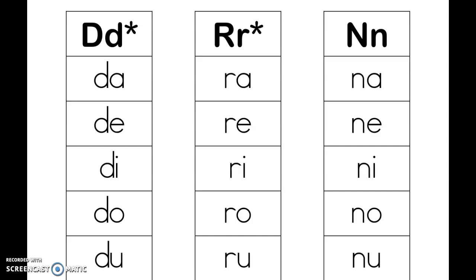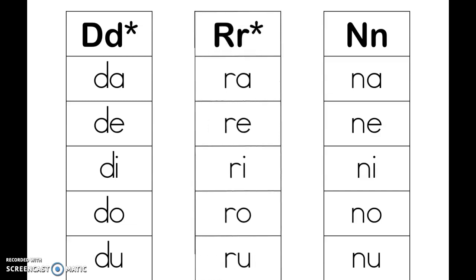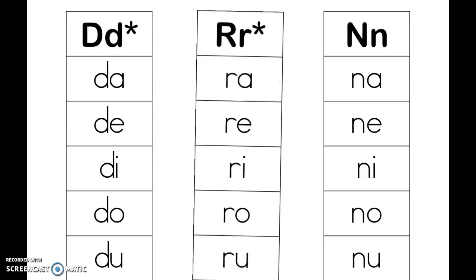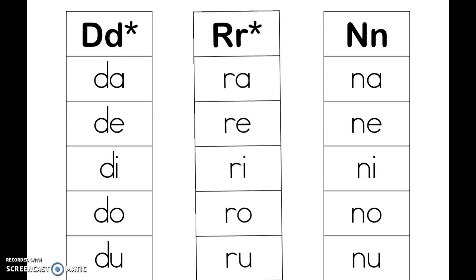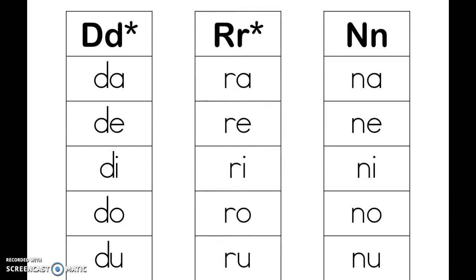Okay. Letra R has 2 sounds. First one is ra, re, ri, ro, ru. Not at all like the English one. The second sound is ra, re, ri, ro, ru. I hope you could tell the difference there. The first one is ra, re, ri, ro, ru. The second one, ra, re, ri, ro, ru.